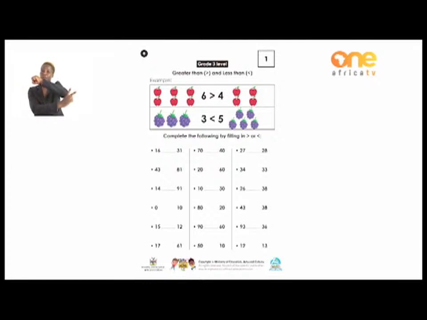So I have an activity for you there so that you can complete it at home. Play around with the numbers, put in the less than or the greater than sign, and compare the numbers with each other. All right.